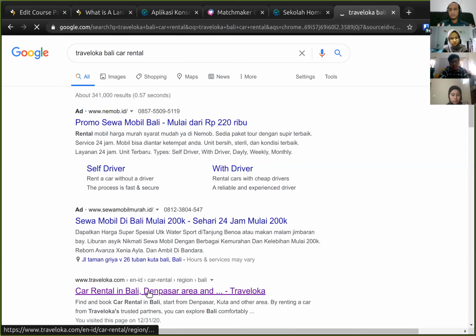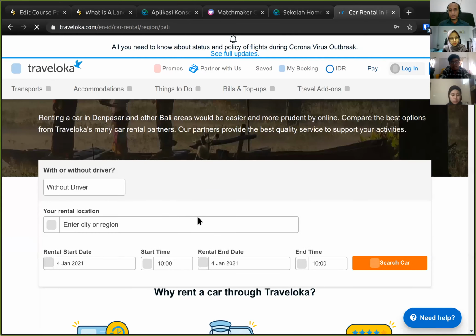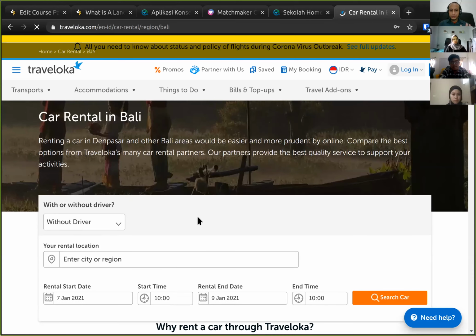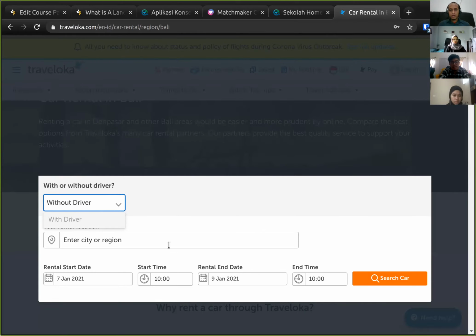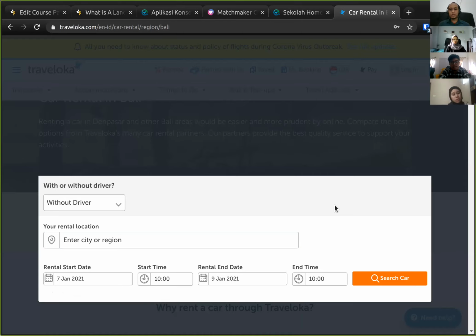So the basic idea is still the same, although how they put it is different. For example, in Traveloka, there is no purchase button here, but you can see that this is asking for information from the user to describe the problem. Okay, so what is your problem? Do you want it with or without a driver? Which city, and what date do you want your driver, and things like that.